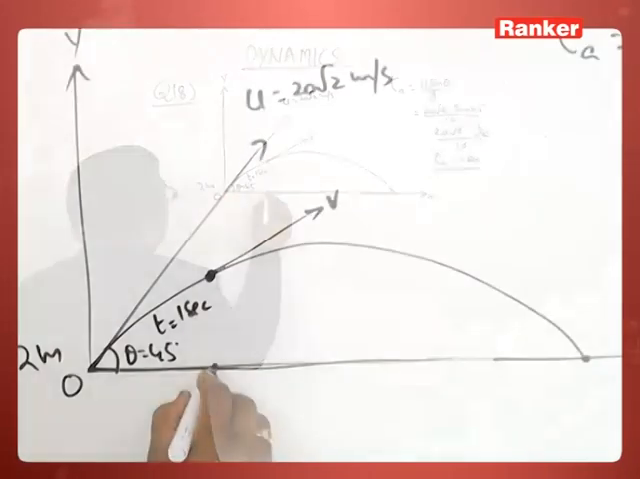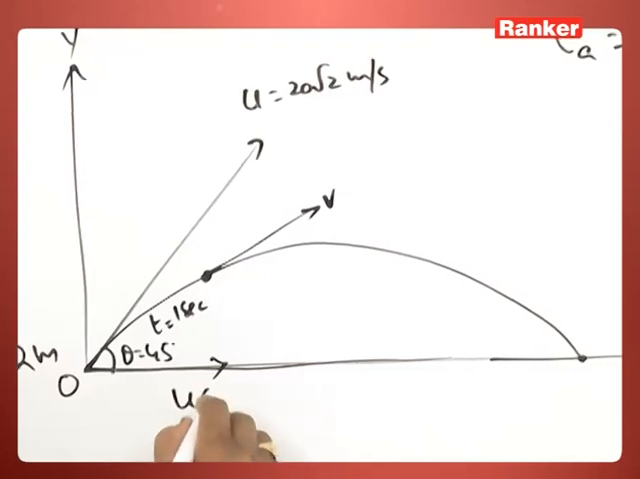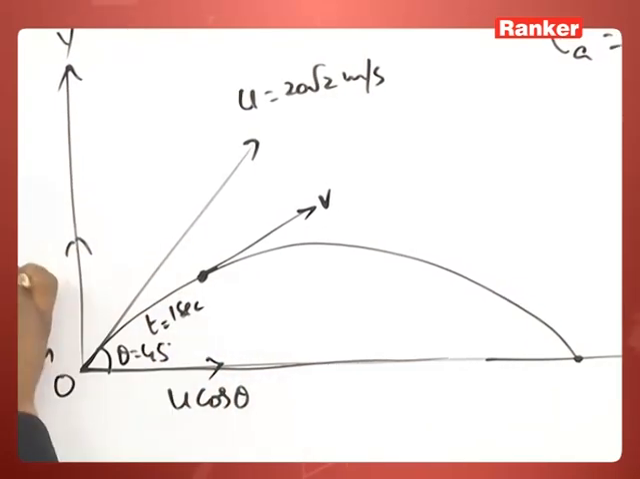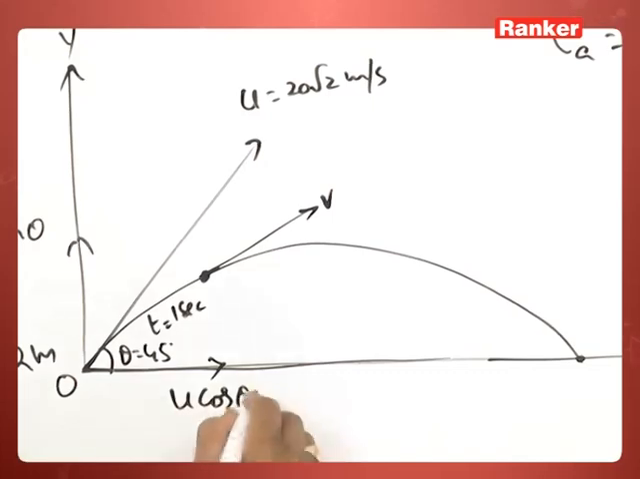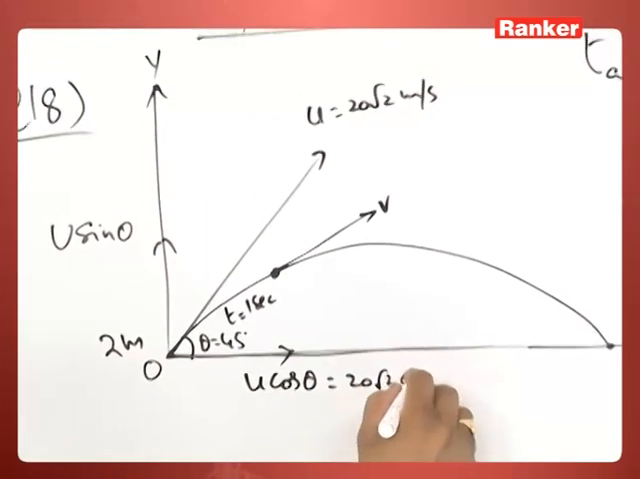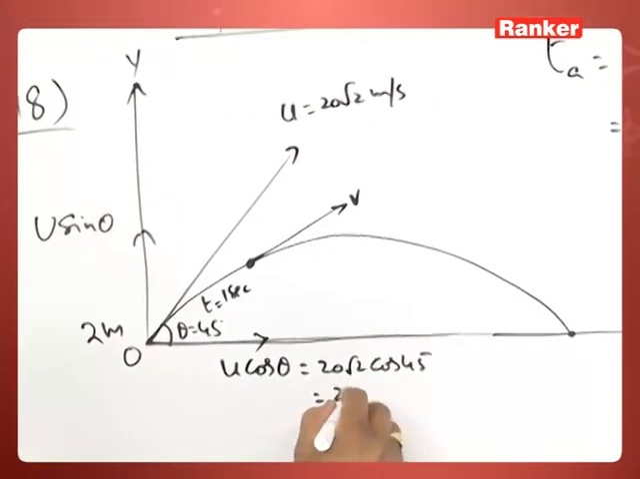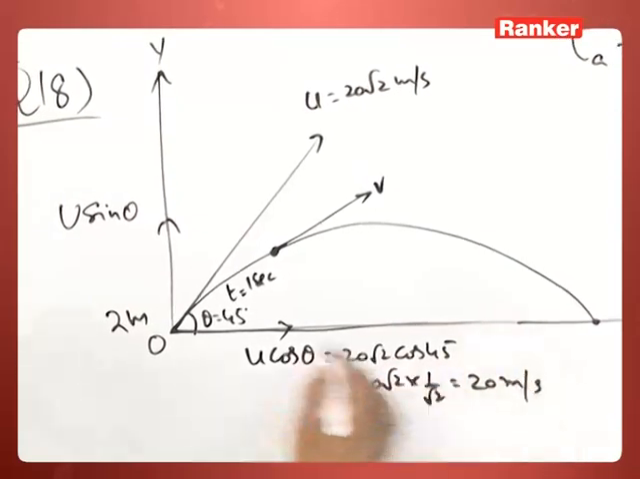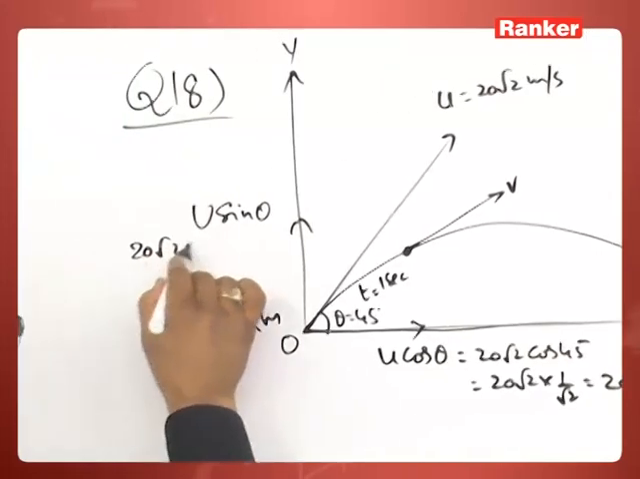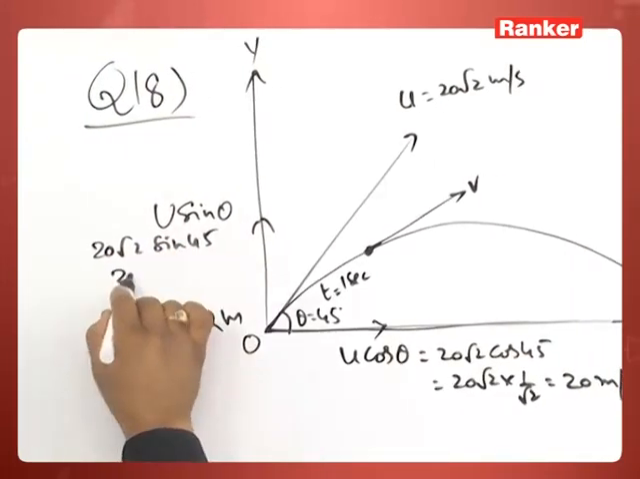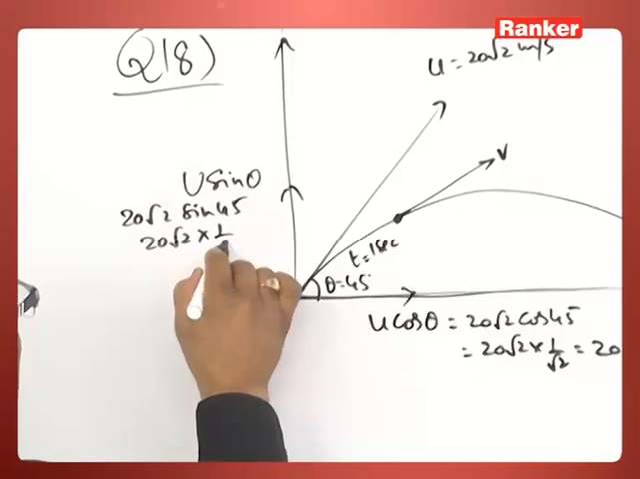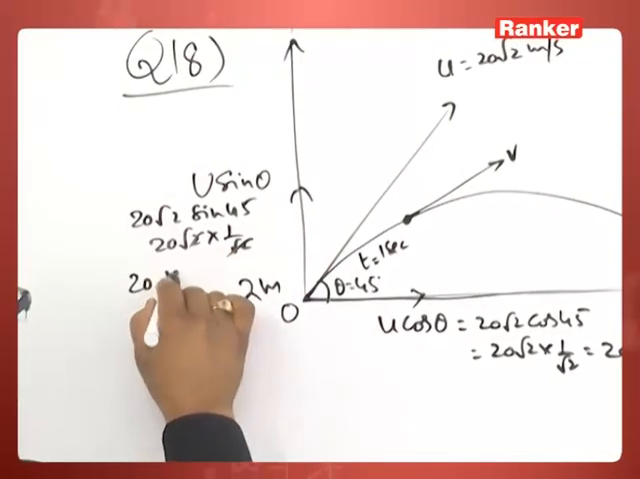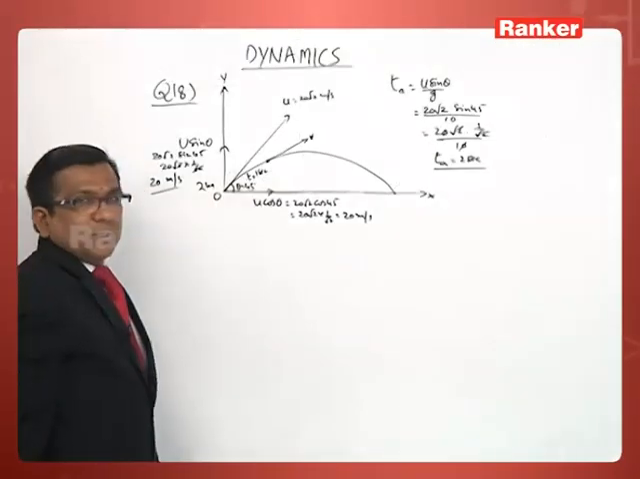If you resolve this velocity into 2 components, this direction is u cos theta. This direction is u sin theta. This is 20 root 2 cos 45. 20 root 2 into cos 45, which is 1 by root 2, will be 20 meter per second. Here also it is 20 root 2 sin 45. So 20 root 2 into sin 45, which is 1 by root 2, this component also will become 20 meter per second.